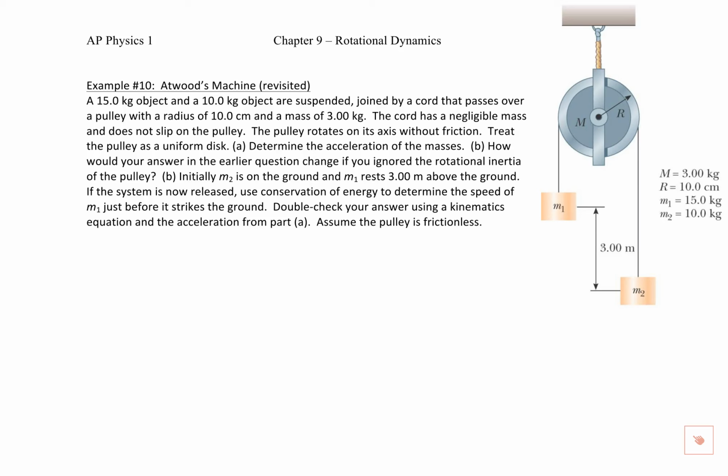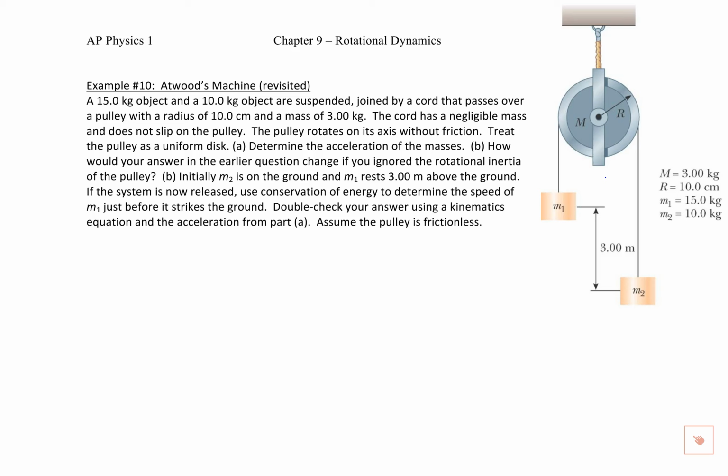Welcome to example number 10, called the Atwood's Machine Revisited. If you remember back in chapter 4, we studied the Atwood's machine, but we assumed that our pulley, just shown over here, was frictionless and massless. And that caused a situation where the tensions in both sides of the pulley were equal.